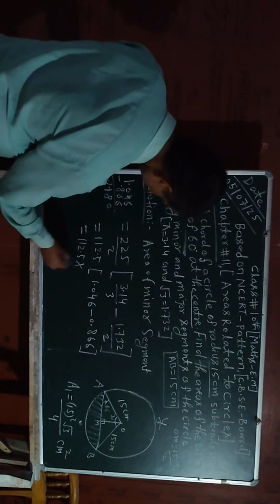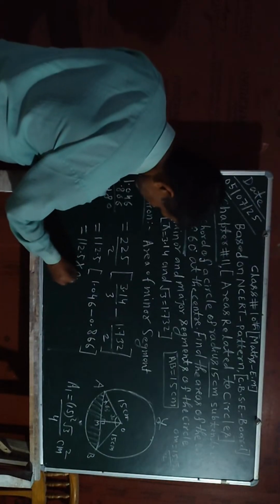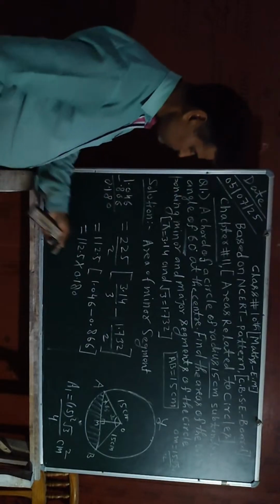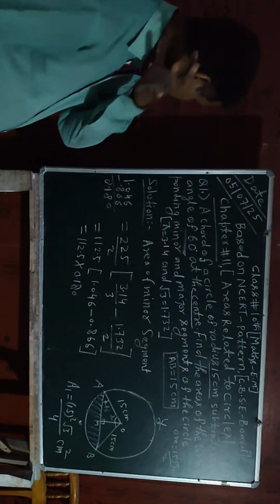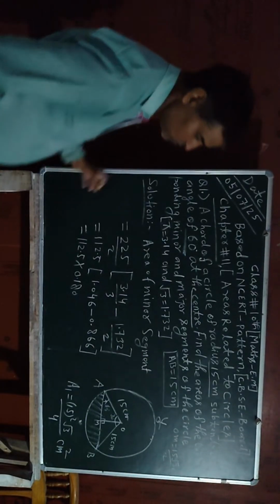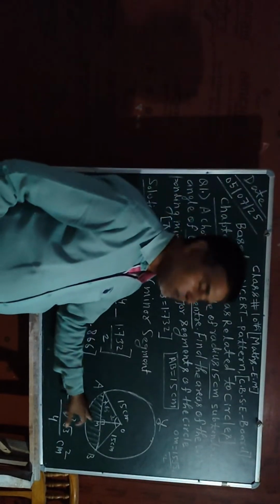So I can write 112.5 in here. I will do 0.0.180. Further I will multiply, and after multiplying I will get a value. That value will be the required value of the area of the minor segment.